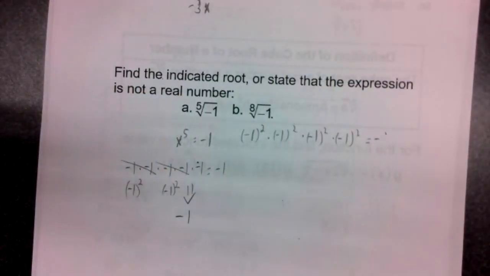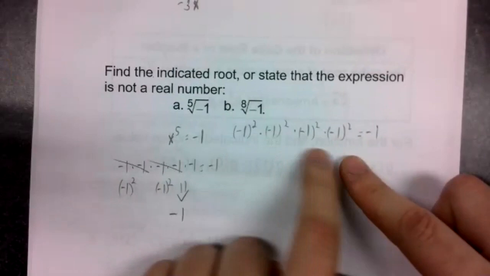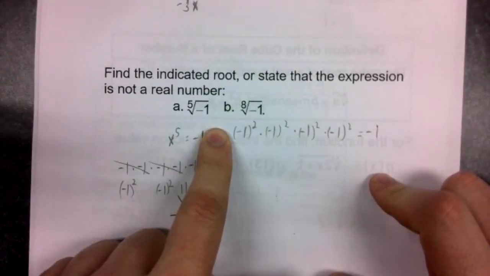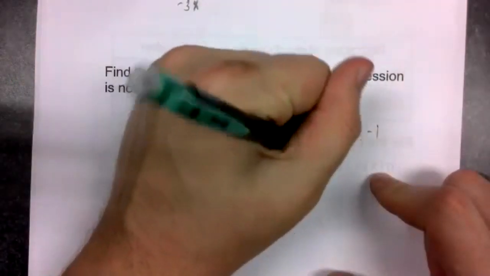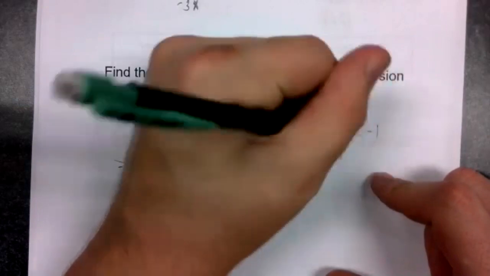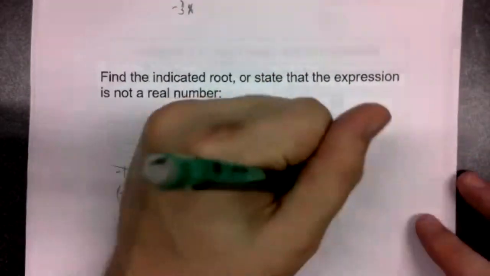So if I look at this problem, notice that these are all paired together. So they're all squared, so all these are going to be a positive 1 on the left. And we know a positive 1 is not equal to negative 1. So we know that there's no real solution to this.